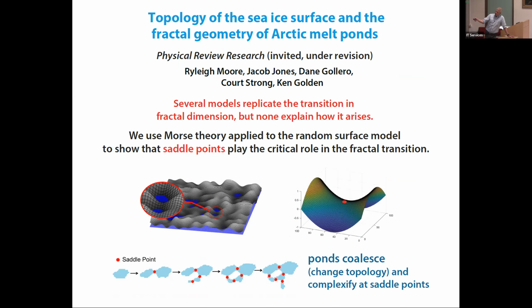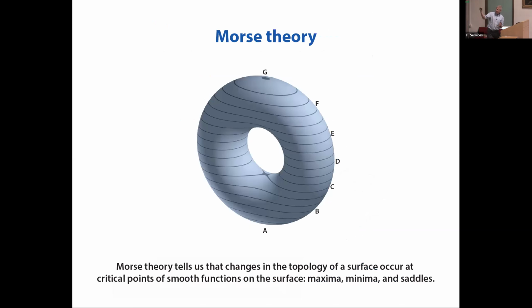So we've used Morse theory, which I'll just show you one picture about, applied to this random surface model to show that it's the saddle points, the saddles, where things complexify. We can prove using Morse theory and percolation theory that these are the only places where the actual topology can change in a way that affects the overall connectivity. In fact, we've combined rigorous lattice and continuum percolation theory along with Morse theory and differential topology to prove some of these various results. But the key thing, again, is these saddles.